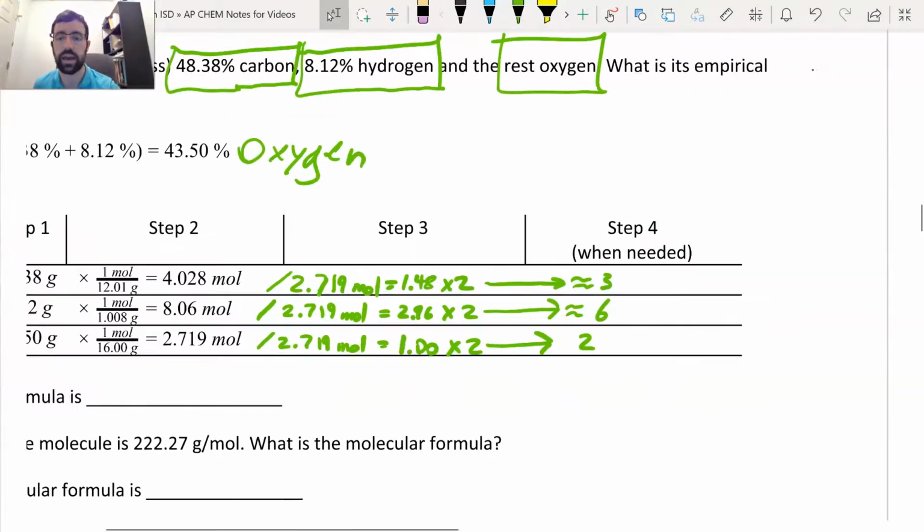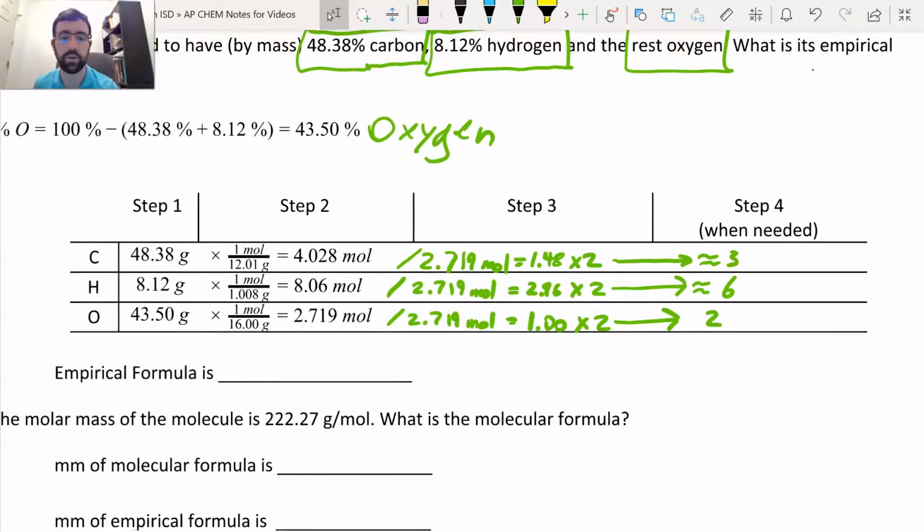So if we zoom back out and see what we're looking at, we have about 3 moles of carbon for every 6 moles of hydrogen and 2 moles of oxygen. So our empirical formula is C3H6O2. That's the simplest whole number ratio of those 3 elements to each other.